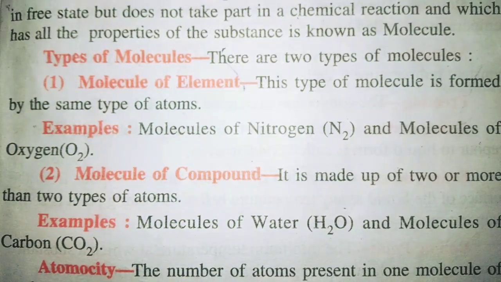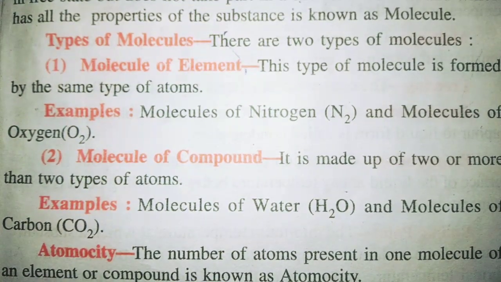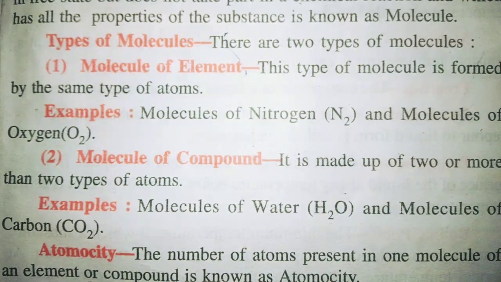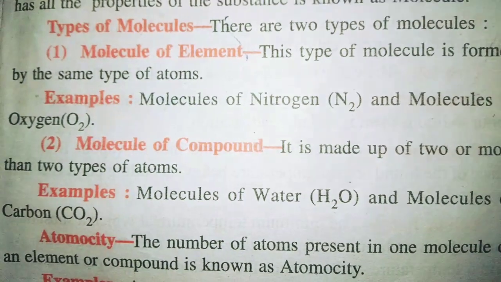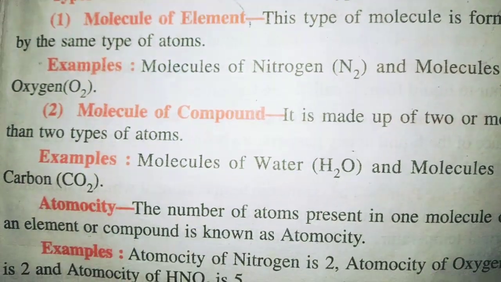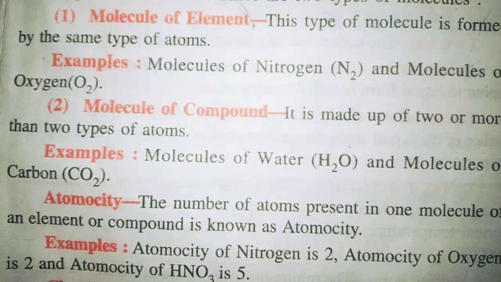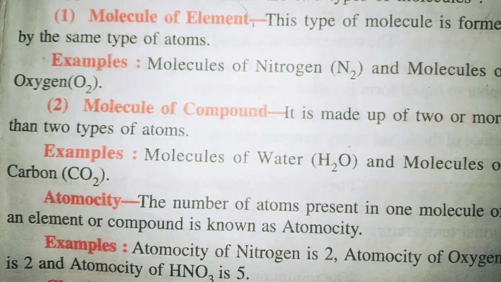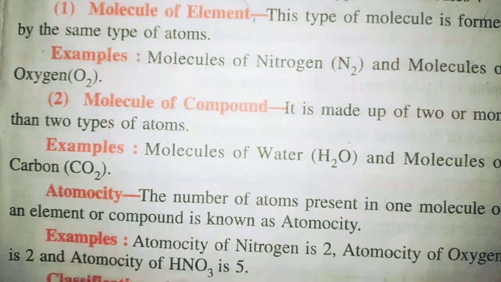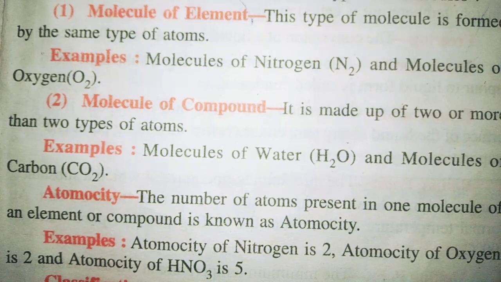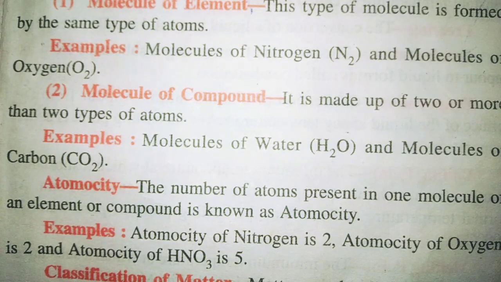Now we will be studying atomicity. The number of atoms present in one molecule of an element or compound is known as atomicity. Its examples: atomicity of nitrogen is 2, atomicity of oxygen is 2, and atomicity of HNO3 is 5. Now we will be studying classification of matter.